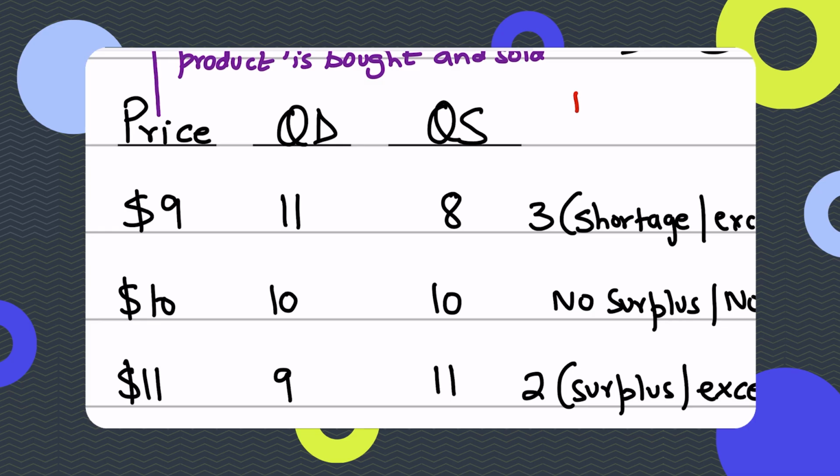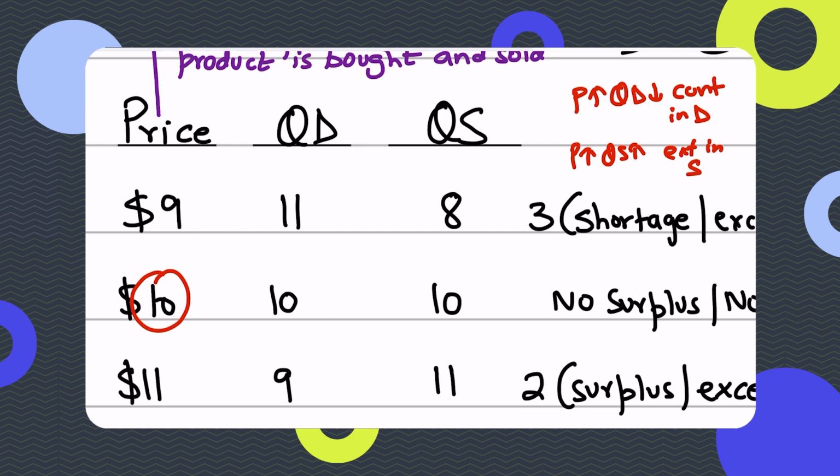Simple law of demand. The law of demand says when the price goes up, the quantity demanded goes down. There's a contraction in demand, right? But at a price of $10, the supply rises from 8 to 10, because when the price goes up, the quantity supplied goes up. There's an extension in supply. So what you see here is that at a price of $10, the quantity demanded is 10 and the quantity supplied is 10 as well.